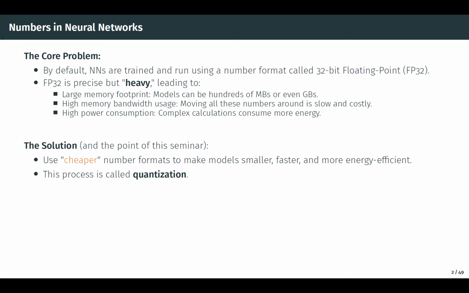It also leads to very high memory bandwidth because you have to move a lot of data. And as we saw earlier, the challenge with these models is that moving data is very costly in terms of energy. So we want to reduce how much data we move from memory to the processor, because this is costing power. The solution here is to find cheaper number formats to make the model smaller, faster, and more efficient. This is the process we call quantization.